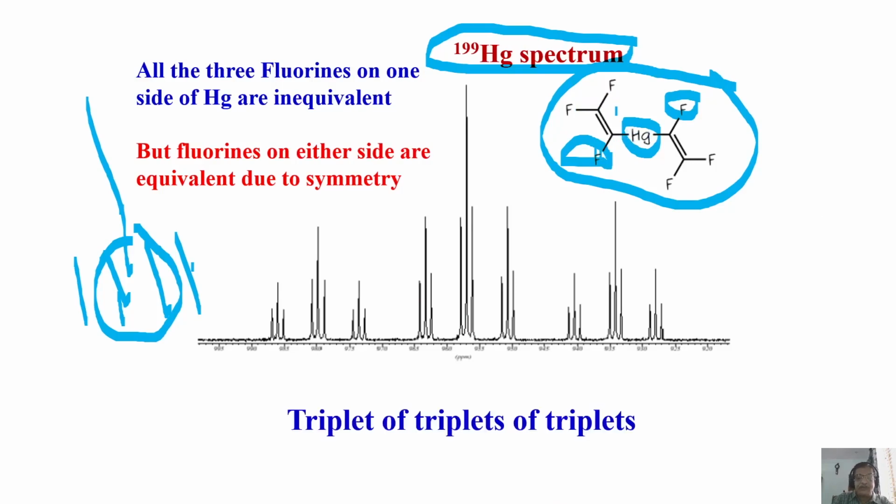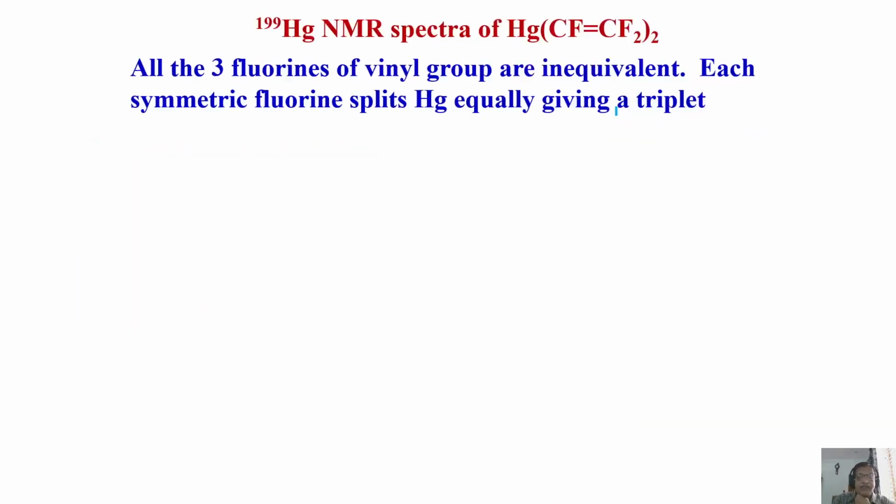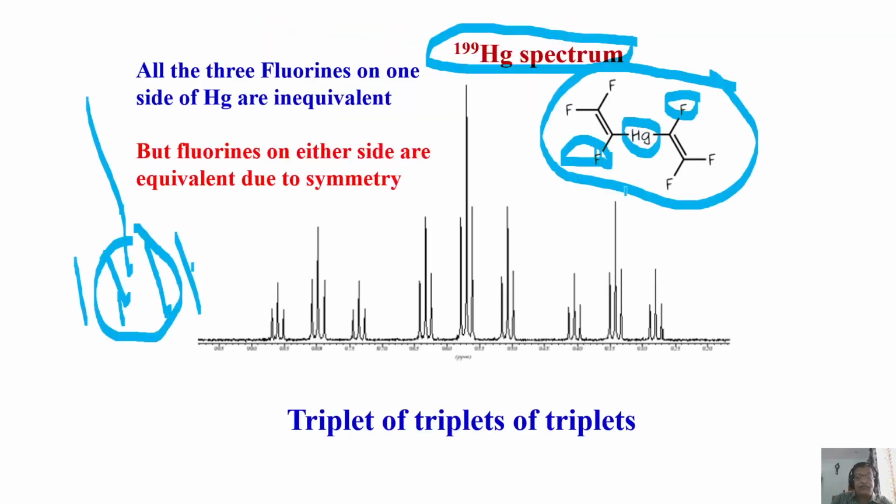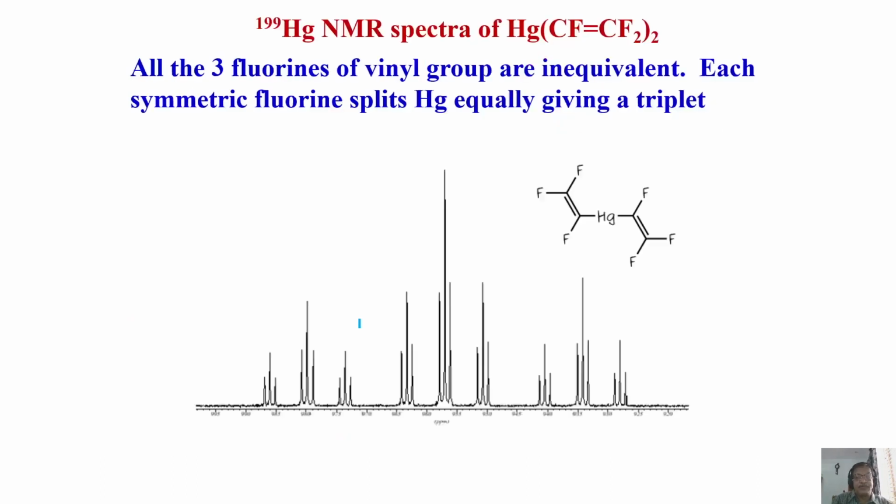So now first you consider 1. The first is the biggest coupling, a triplet. Then each of the triplet is split by these two fluorines into a triplet. And each of this triplet is split by these two fluorines into a triplet. So this pattern is called a triplet of triplets of triplets, TTT. So this is the pattern.